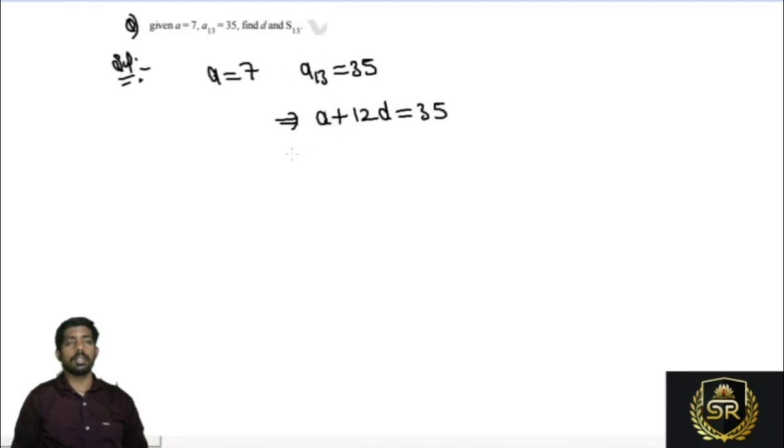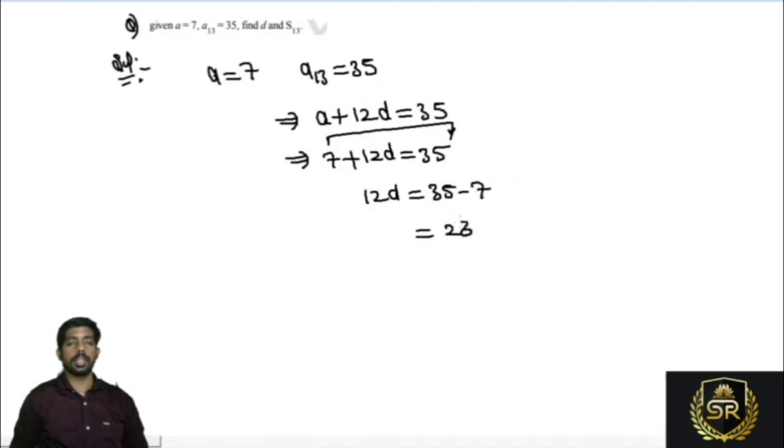Okay, this is the formula. A is 7, so 7 + 12D = 35. So 7 brought to the right hand side: 12D = 35 − 7. So what will it become? 28. 12D = 28, so D = 28 by 12.